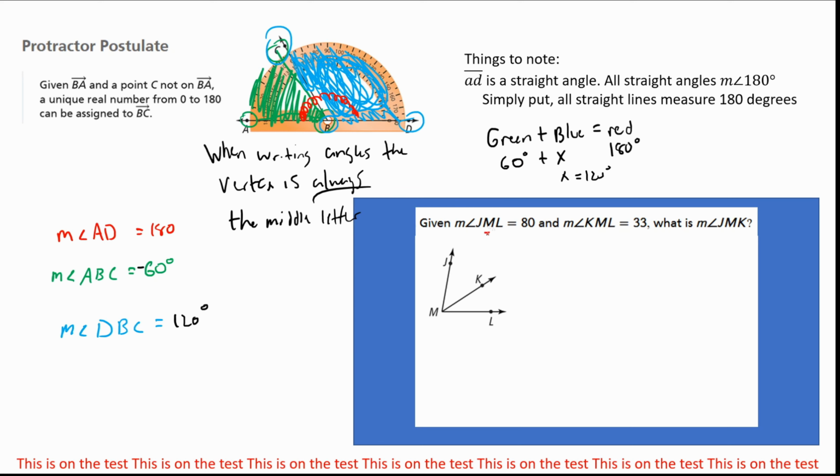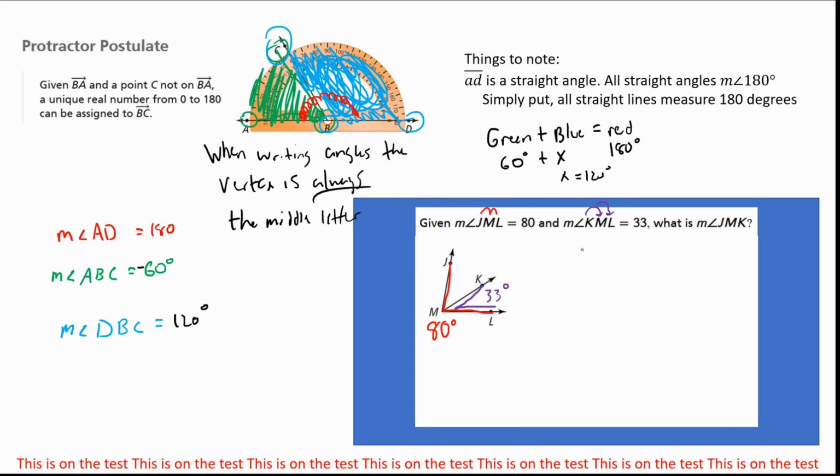So here, I have M in the middle. So I know that has to be my vertex. So that means I'm going to start at J, travel to M, and then travel to L. So J, M, L is 80 degrees. I'm going to change color because color coding makes this much easier to see. Now we have K, so I'm going to start at K, travel to M, and then travel to L. So from K to M to L is this angle inside of here, and that is 33 degrees.